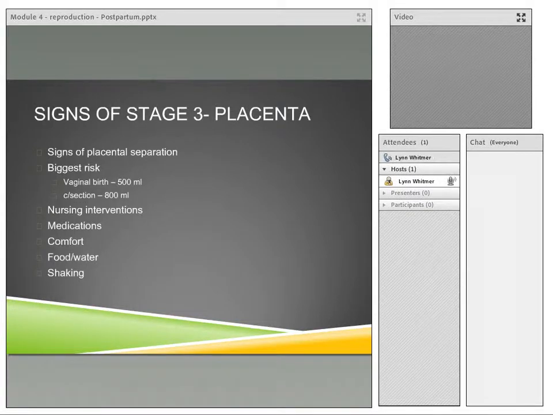Signs of the stage 3, which was at placental separation. Remember, signs of placental separation were a gush of blood, lengthening of the cord. The uterus gets tight. It now goes into a contracted state, and we want it to stay contracted. No longer do we want it to be soft. We want it to be rock hard, firm in the abdomen. So it actually almost stands up in the abdomen.